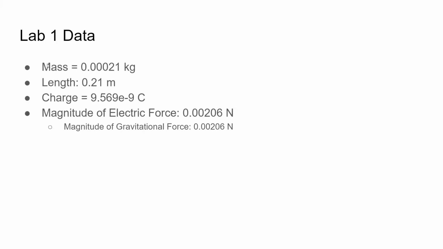So this is the data from lab one. These are all the values: mass, length, charge, and the two magnitudes. These were both equal.